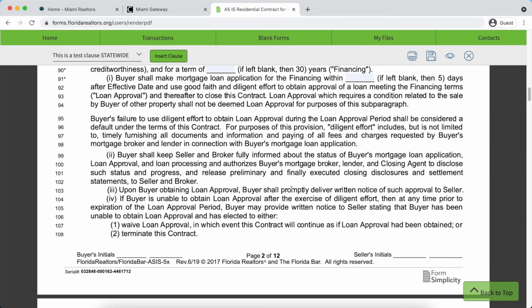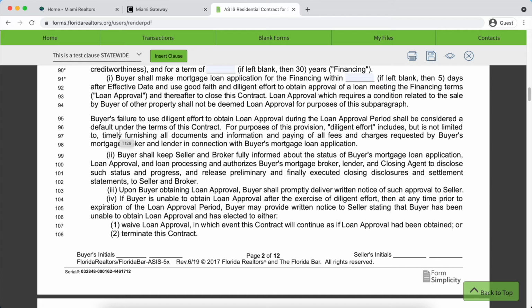So it's the buyer's responsibility, as you can read here on line number 95, to use diligent effort to obtain the loan approval during the loan approval process. And diligent effort obviously includes them providing all the documentation that they need to provide for that loan to be approved. So when you're working with a lender, there's going to be a lot of documents that need to be provided: bank statements, tax returns, W-2s. They're going to ask you for everything they need to make sure that they can get the loan processed.